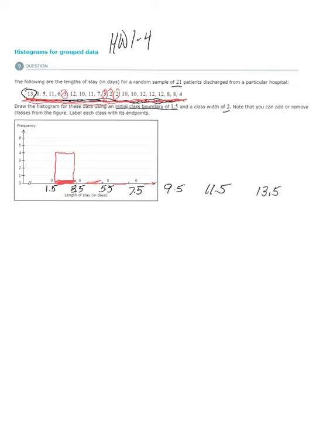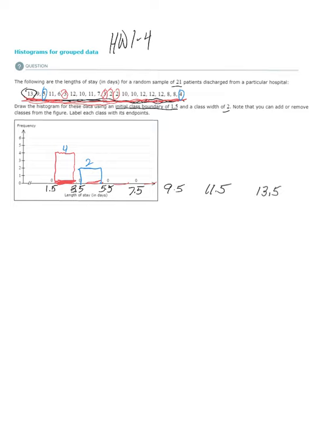And what I'm going to end up doing is doing that for all of these intervals. So I'd have to go through, and for the next one, between 3.5 and 5.5, there's one. There's one. Looks like there are only 2 of them, so I would pull that up to 2. And then I'd go on to the next one.